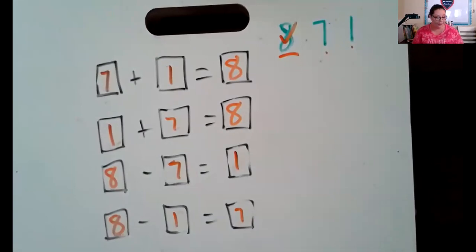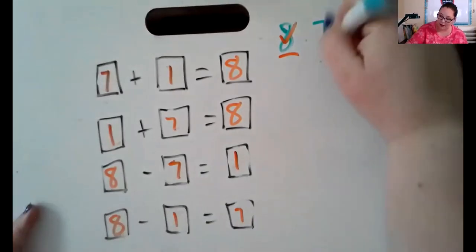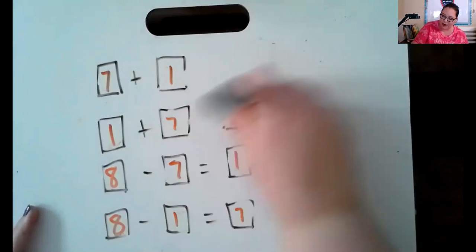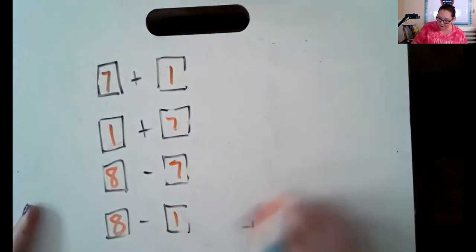All righty. So that's what you're going to be practicing again today. Practicing creating those fact families. And you will be given 3 numbers. So we did this similar activity yesterday. So it's really not that much different than what we did.